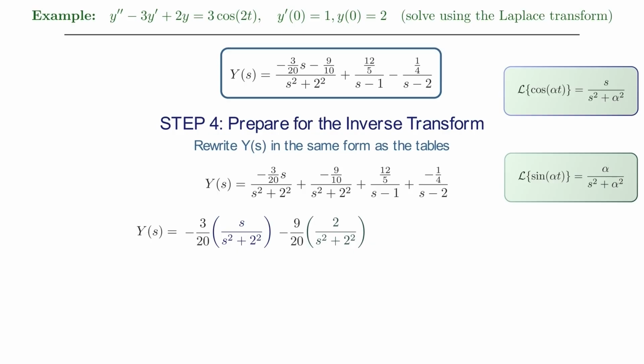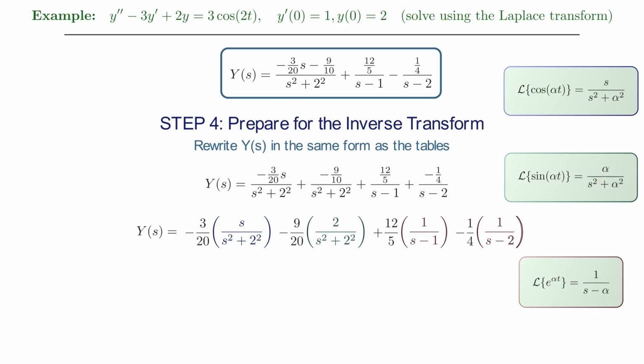Looking at the third term, this one is very similar to the e to the alpha t, where the Laplace transform of this is 1 over s minus alpha, and alpha has to be equal to 1. So to get the 1 on the top of the fraction, we just bring the 12 over 5 out to the front as a coefficient. And then similar for the last term, to get the 1 on the top of the fraction, this time we bring the minus a quarter out to the front as a coefficient.